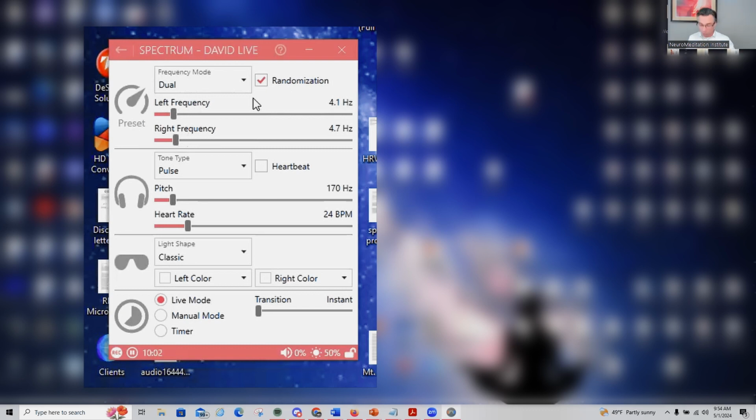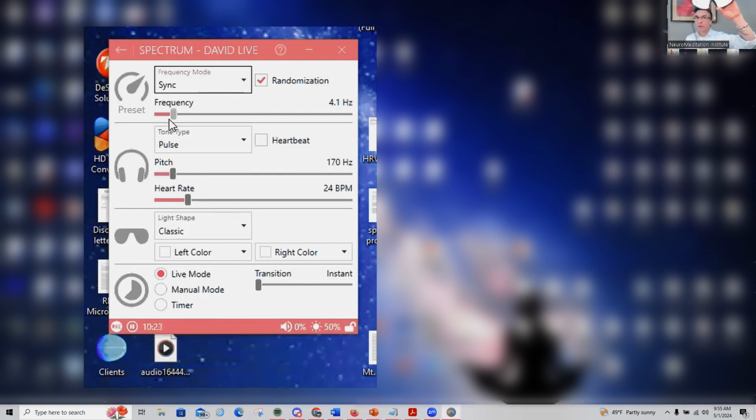So you'll see that when it's dual, it's actually alternating. So it's doing the two sides kind of opposite each other. If you do sync, they're happening together.